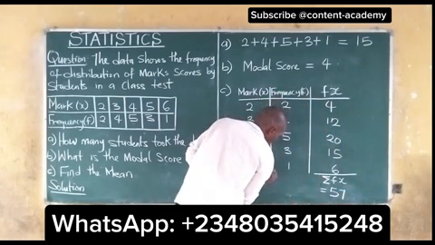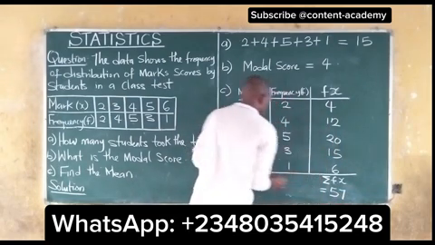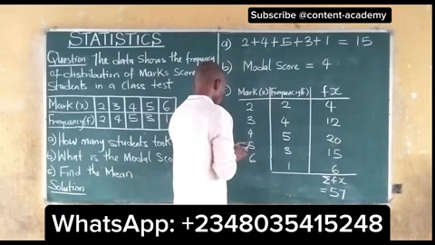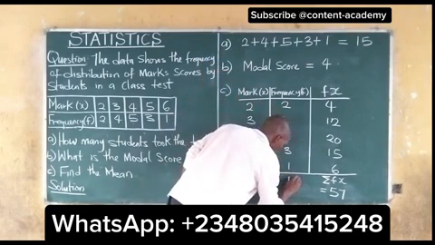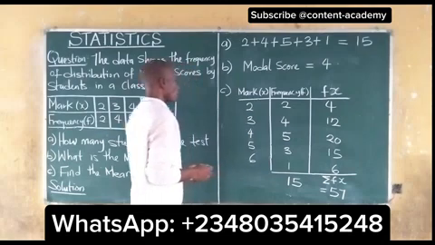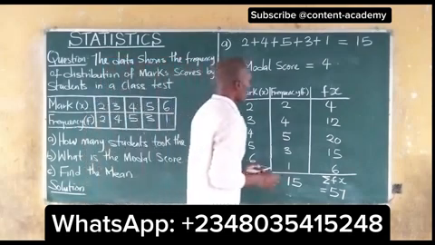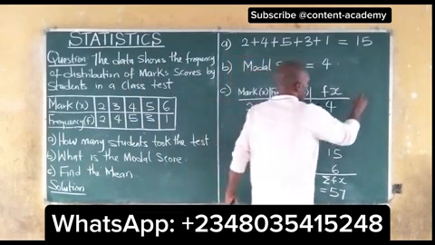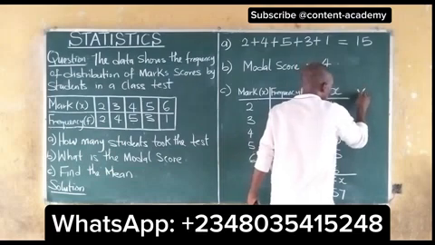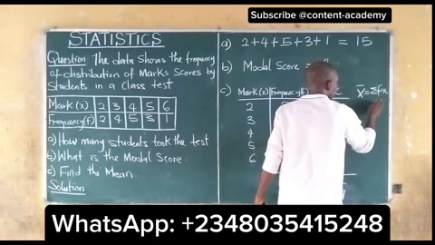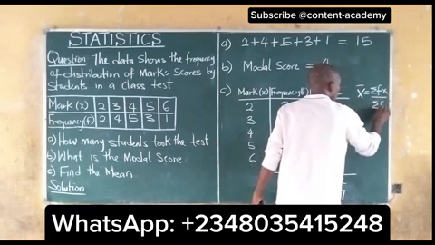Also, we have summation of f to be 2 plus 4 plus 5 plus 3 plus 1. We have it to be 15. Now, how do we find our mean? How do we write out our mean? The mean is equal to summation of f of x all over summation of f.